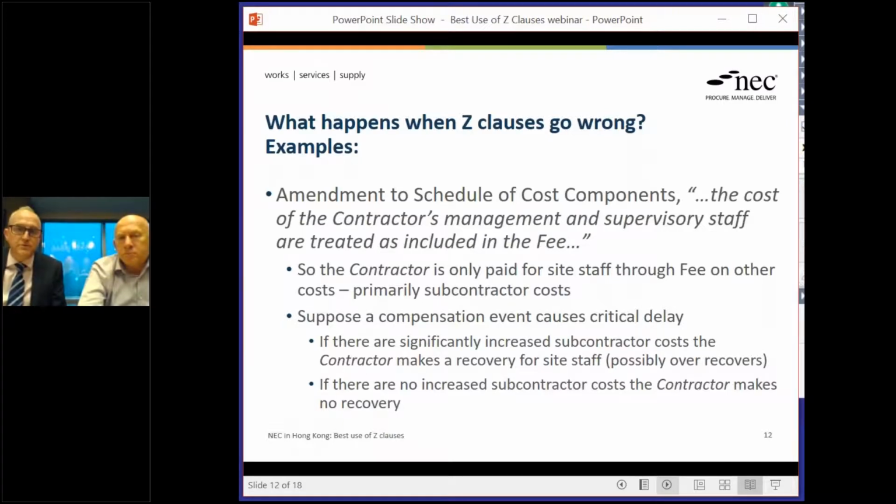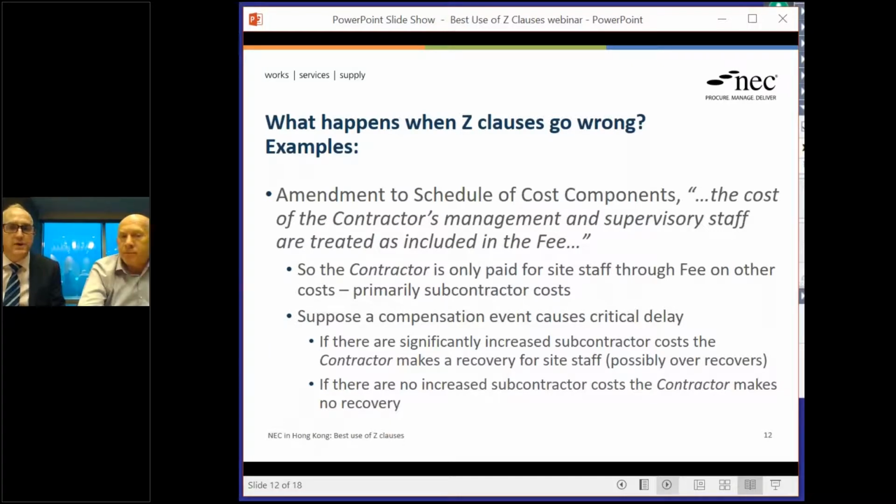The schedule of cost components is used to value the works on the target forms and also compensation events on other forms. And there is an amendment that's been used, I know, on some contracts where the contractor's management and supervisory staff are treated as included in the fee. So whereas normally you would claim the management and supervisory staff wages and salaries through the schedule, it's all pushed into the fee.